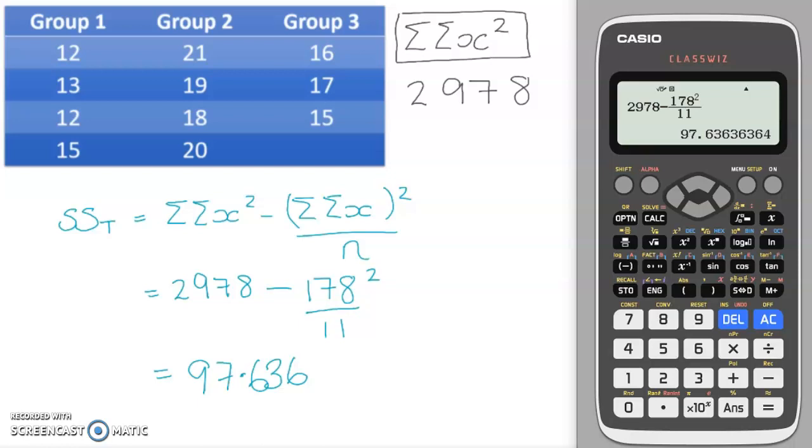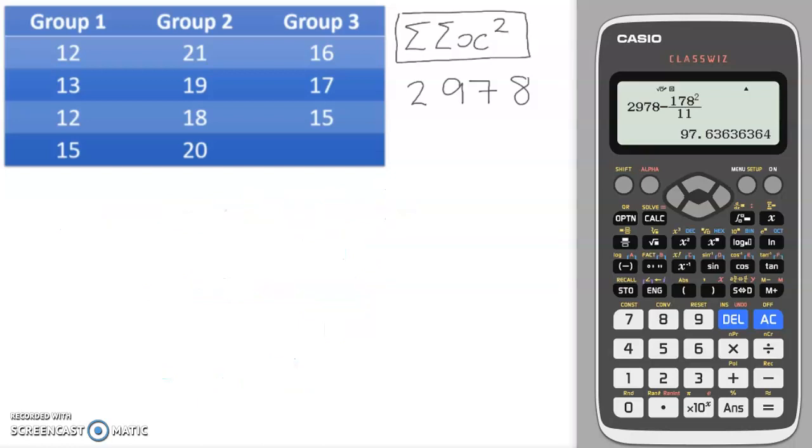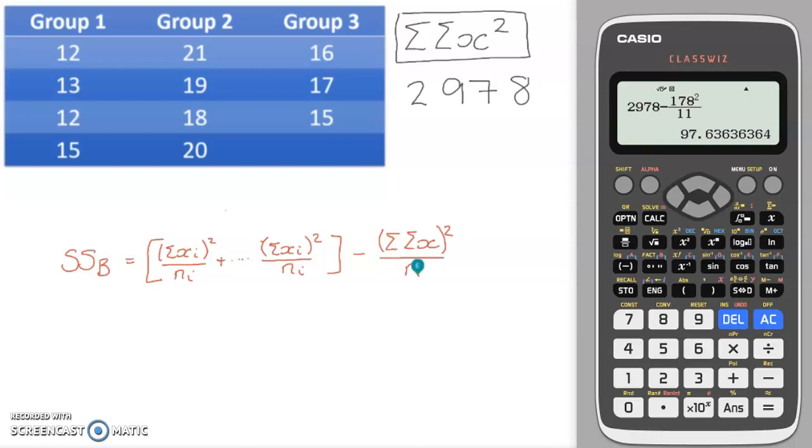I'm going to do a few extra decimal places here so that I'm more accurate later on in the question. So our next calculation is the sums of squares between, and from the formula we have the sum of each column total squared over how many are in that column total, and we do that for each one. And then we subtract the same thing again, so we subtract the sums of x all squared over the total value of n.